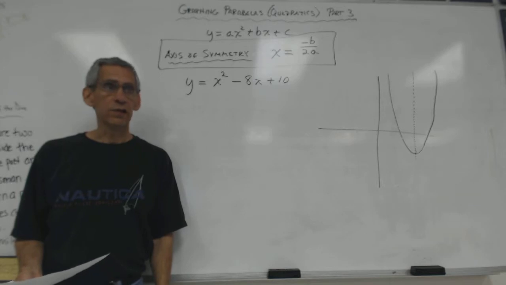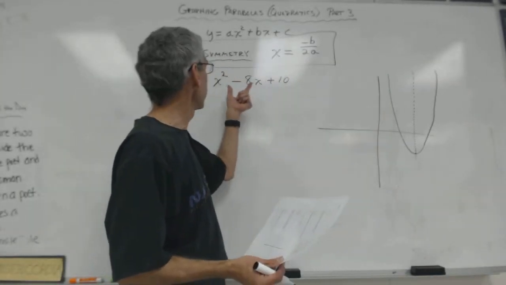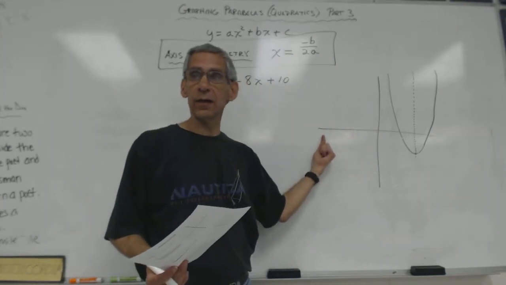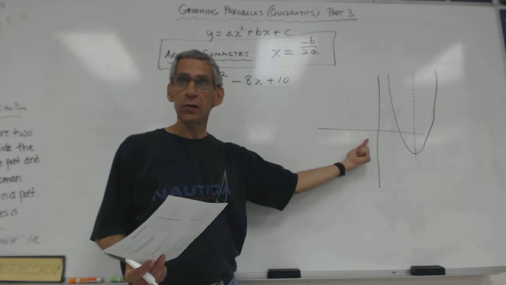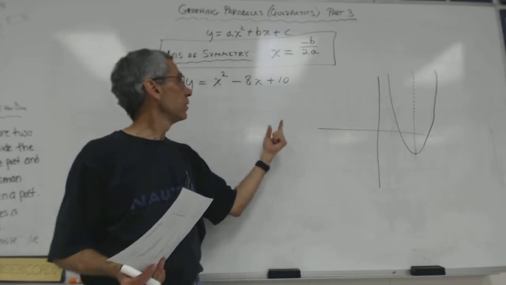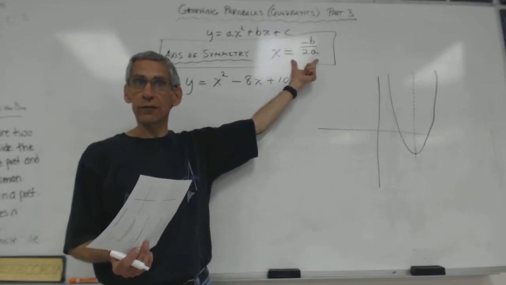Not in the middle. It is not on the y-axis, right? It is not on this y-axis because we have a b. Now, it doesn't mean we just move over 8 to the left. You guys with me? You don't move over 8 to the left and say, okay, that's where the vertex is. You've got to follow this formula to find how far you move to the left or the right.